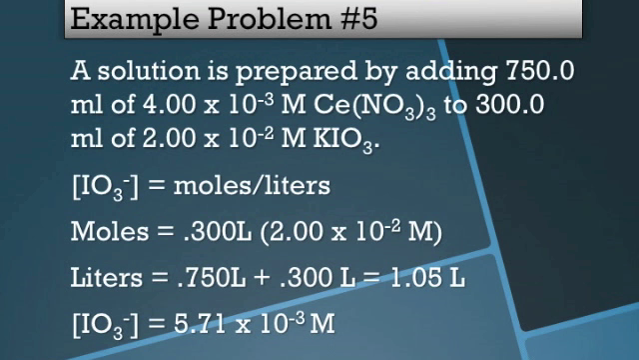Now we calculate the iodate ion. Again, we take moles over liters. You take the milliliters in liters times the molarity, 2 times 10 to the negative second molar, and you have 0.006 moles. Once you divide the two, the concentration of iodate is 5.71 times 10 to the negative third.